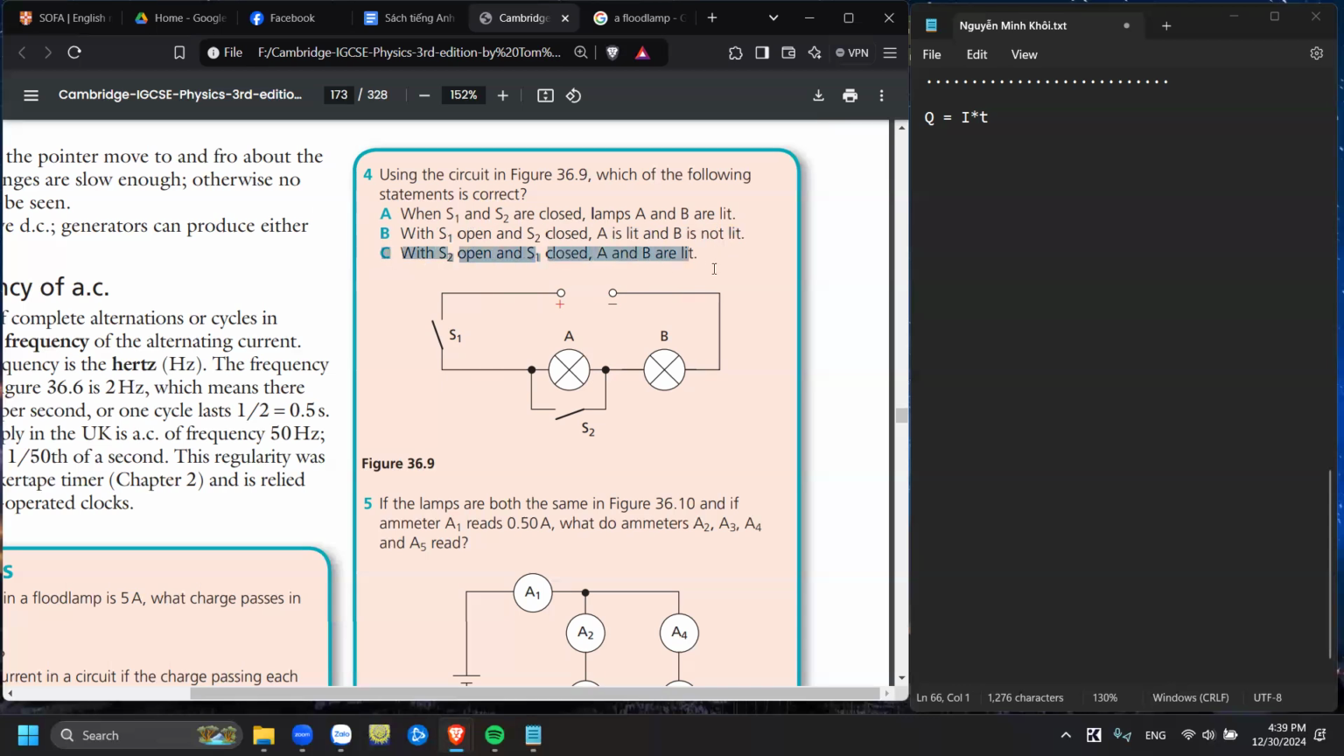And then C, with S2 open and S1 closed, A and B unlit. Look, S1 is closed, okay? So there's a flow of electrons through A and B. But with S2 open, it doesn't matter if S2 is open or closed, right? It doesn't matter because there will be a flow of electrons through A and B anyway, right? In either case, yeah.